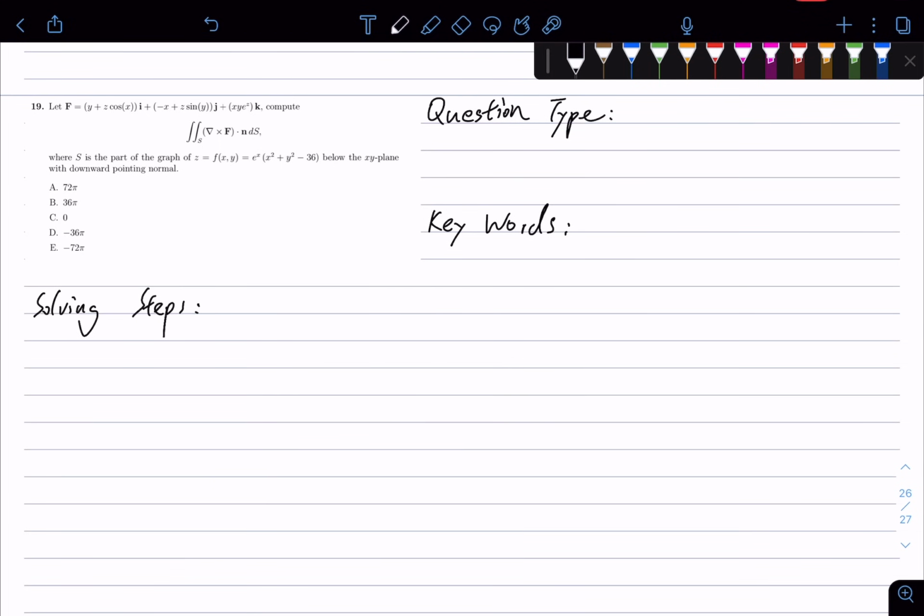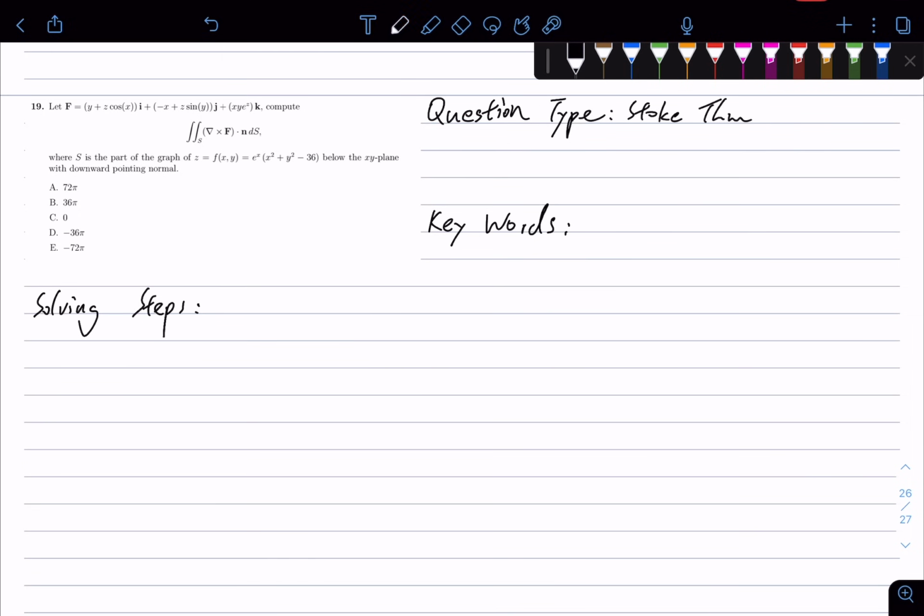Question number 19. Let the vector field be as such. Compute the surface integral, where S is part of the graph of z equals a function of x and y below the xy plane with downward pointing normal. Okay, so I think many people would quickly draw the conclusion that this is a surface integral in a vector field problem. But this is not the case. In fact, this is actually a Stokes theorem problem.